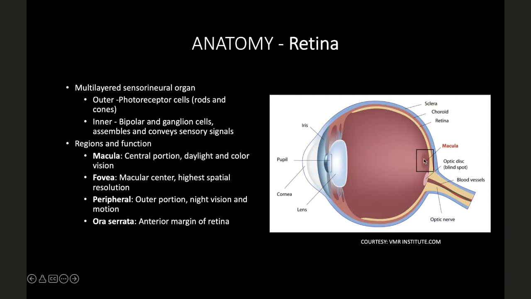And it's important to pay attention to the macula, which is the central portion. It helps with the function of daylight and color vision. And the periphery, anything other than the macula, would be the night vision and motion-related function. The center of the macula is the fovea, which is for high spatial resolution.